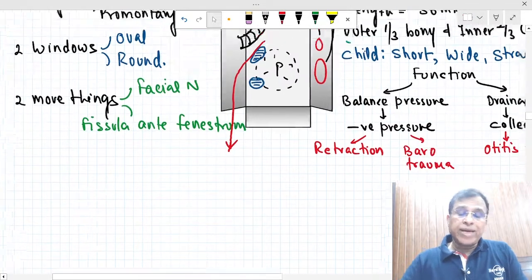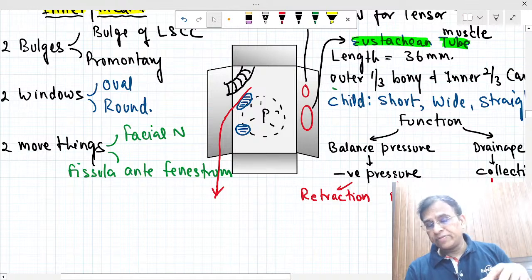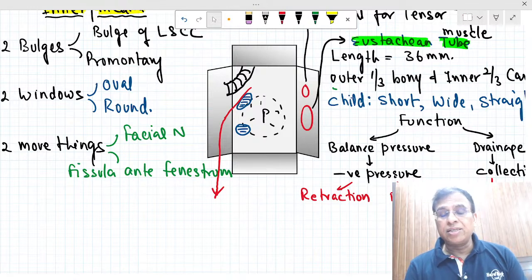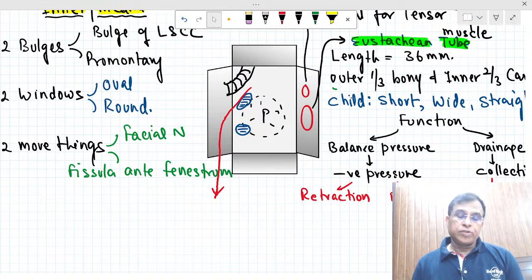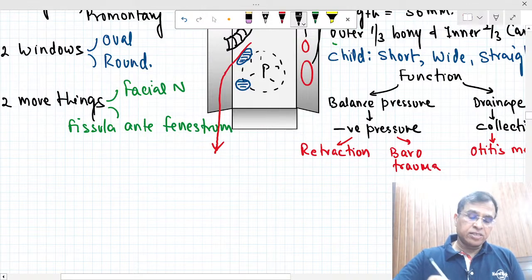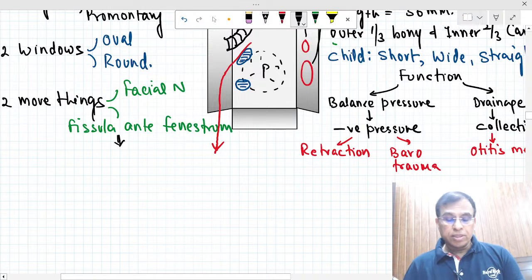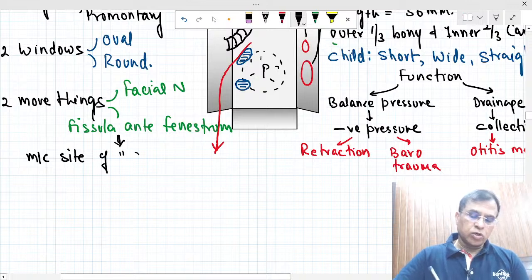And remember, I was telling you there are two nerves in the middle ear. This is one nerve, facial nerve. The other nerve I mentioned already is tympanic plexus that we mentioned, right? Now, why is fistula antefenestrum important? Fistula antefenestrum is important because it is the most common site of a very popular disease called otosclerosis.